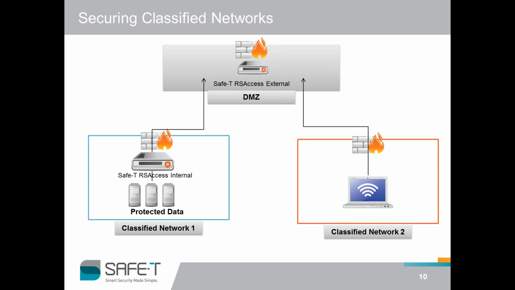Another popular use case of RSAccess is to secure classified networks. Sometimes large organizations have multiple classified networks, such as DMZ1 and DMZ2, or just two classified networks within the internal network. It's easy to secure those networks with RSAccess. On one of the networks, we'll put the internal RSAccess, and on the other classified network, the external one, or the one at the DMZ. Basically, it allows us to have secure communication between the classified networks.